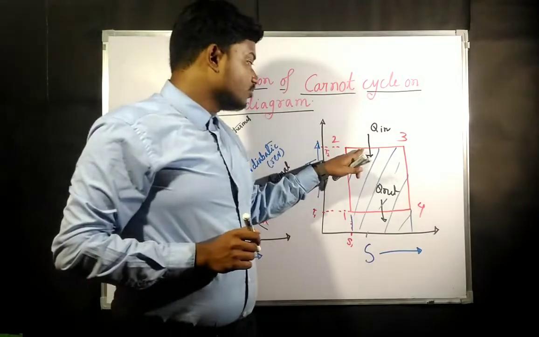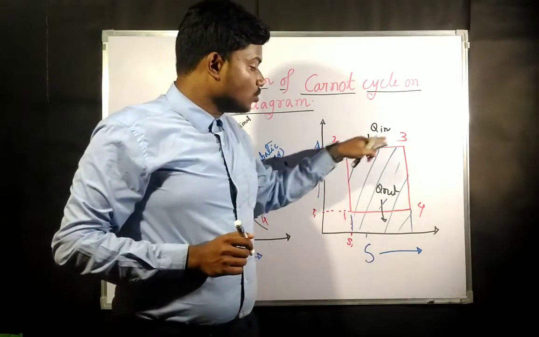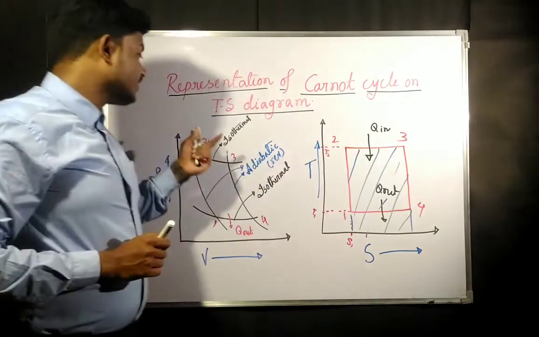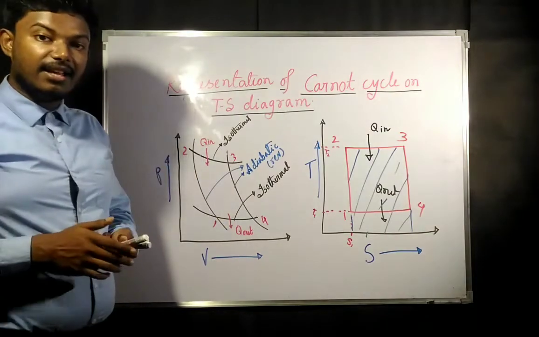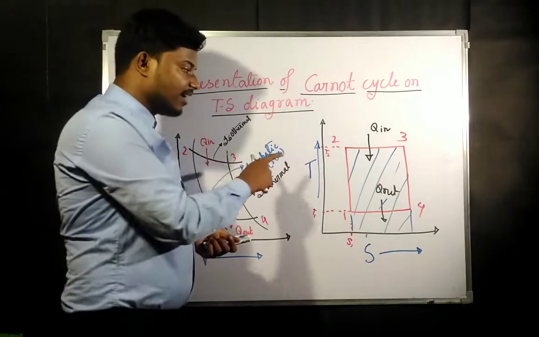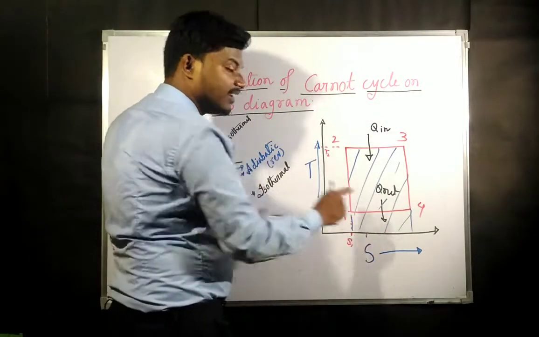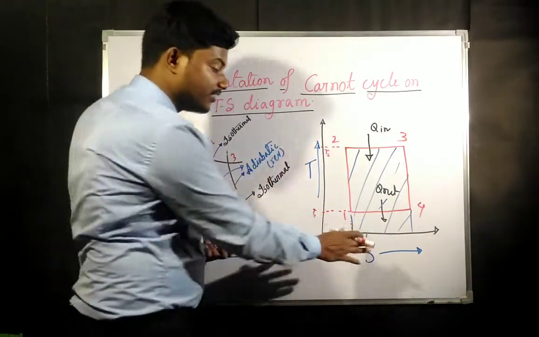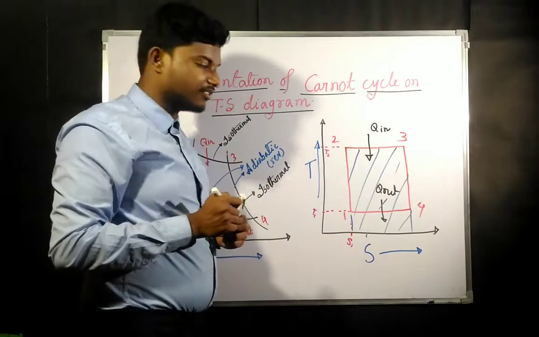So that means this area under the 2 to 3 curve is going to give you the amount of heat which has been added. Since on the last board we have seen that the area of a curve when projected on the entropy axis on a TS diagram gives the heat transfer.